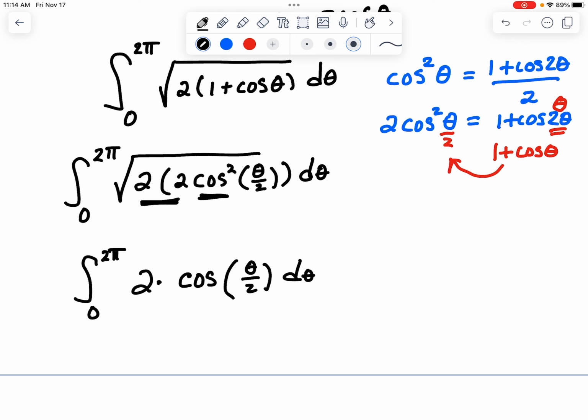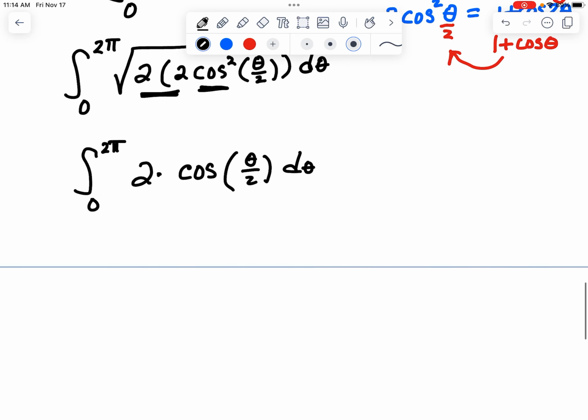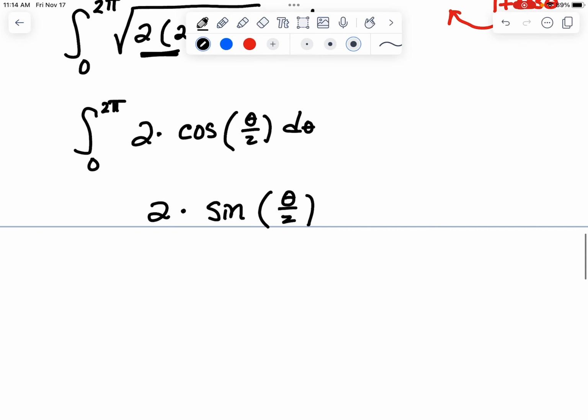And then finding the integral of cosine is easy enough. So the 2 can stay on the outside. The antiderivative of cosine will be sine of theta over 2. And then there's the chain rule, which says take the derivative of the inside, which is going to be a half, and then divide by a half. And that gets evaluated from 0 to 2 pi.